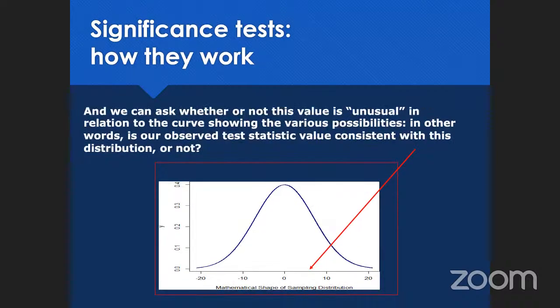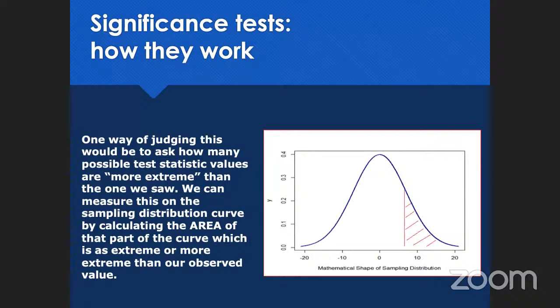So we can ask whether or not this value is unusual in relation to the curve that is showing the various possibilities. In other words, is our observed test statistic value consistent with this distribution or not? One way of judging this would be to ask how many possible test statistic values are more extreme than the one that we actually saw.